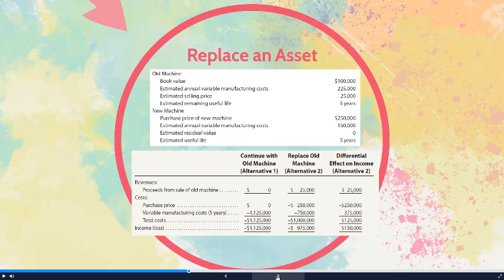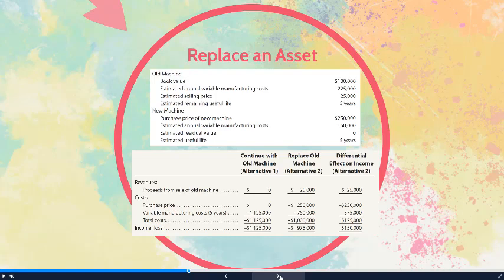We only have the variable cost of this machine, and since we're comparing this on a 5-year basis because that's the estimated useful life, we would include all those costs associated with those 5 years. Therefore, if we continue with this old machine, it would cost us $1.125 million to continue with this.